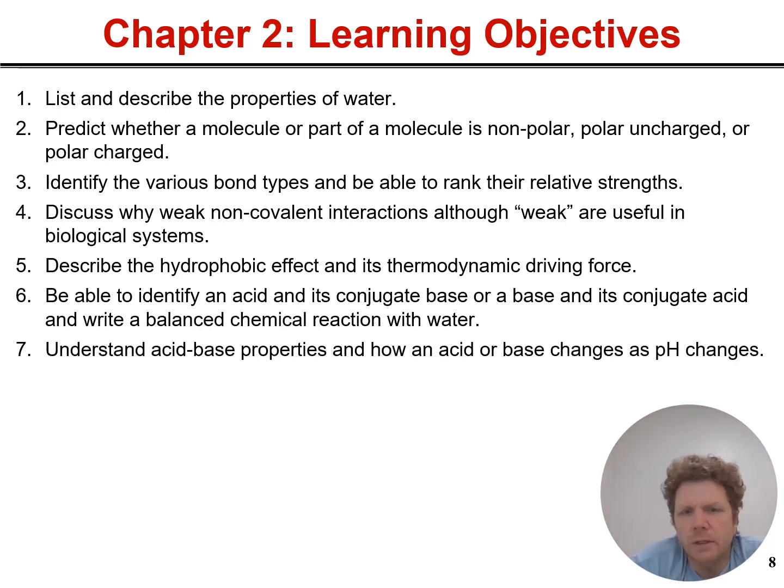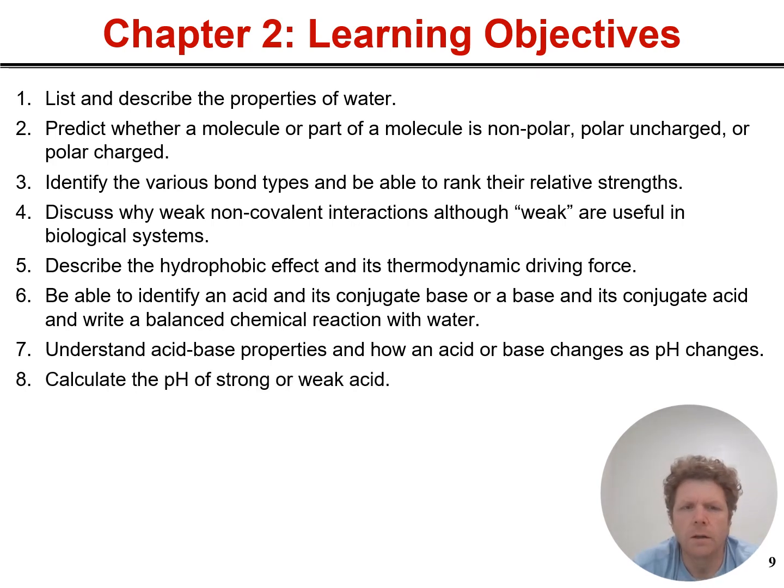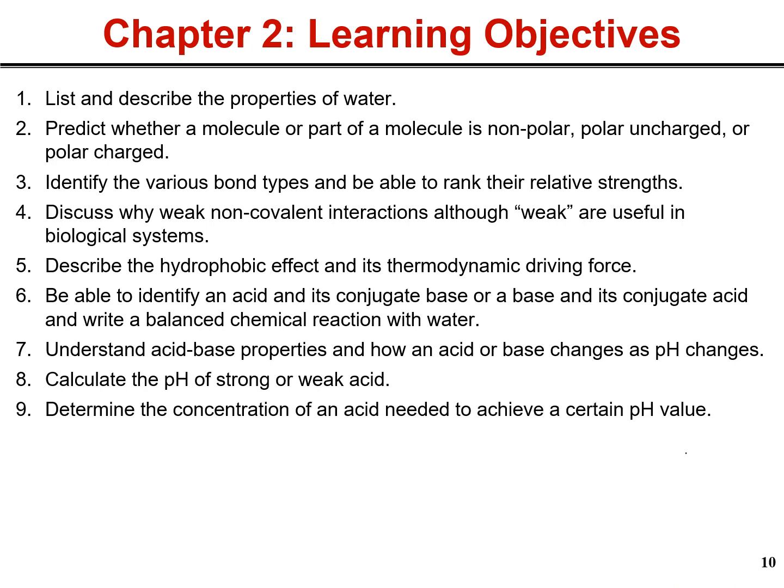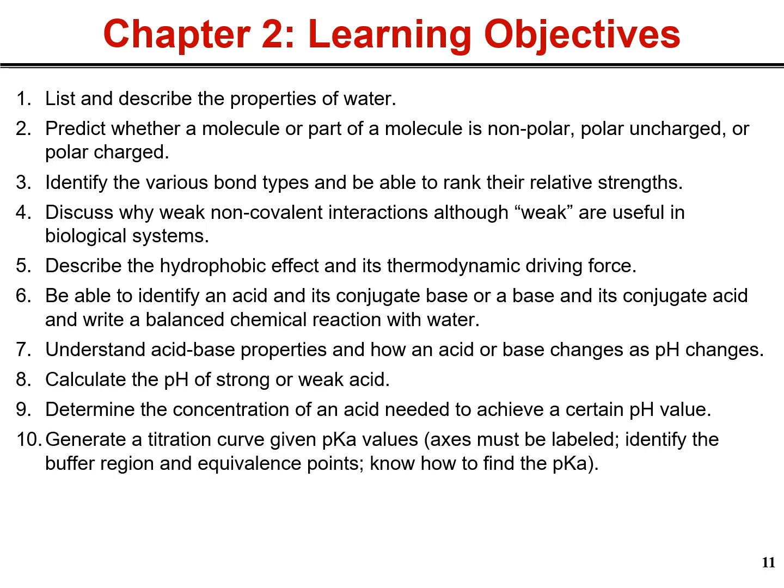Understand the acid-base properties and how an acid or base changes as pH changes. So what that is getting at is basically the abundance of an acid or the abundance of a base and the protonation state of an acid or a base. Calculate the pH of a strong acid or a weak acid. Determine the concentration of an acid needed to achieve a certain pH value. Generate a titration curve given pKa values.